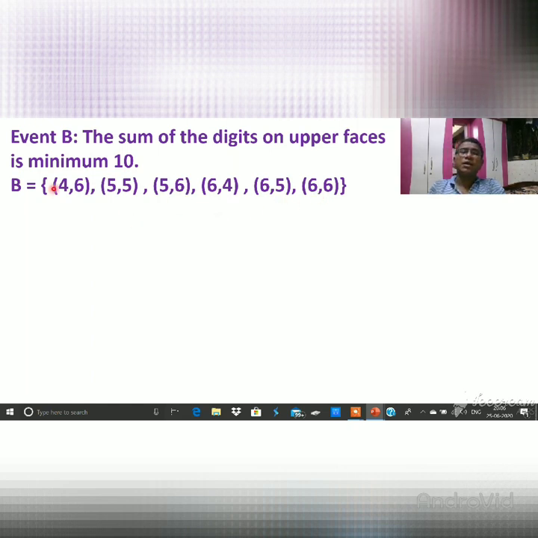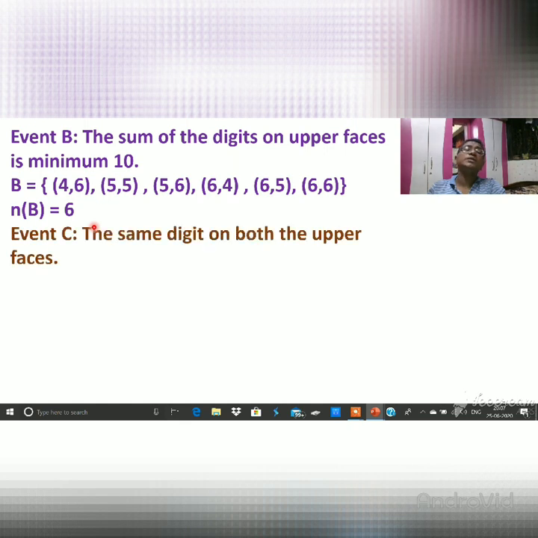So how many is the number of B? 1, 2, 3, 4, 5, 6. Do you understand? Are there any doubts in your minds? Then ask me. So, number of B is equal to 6.